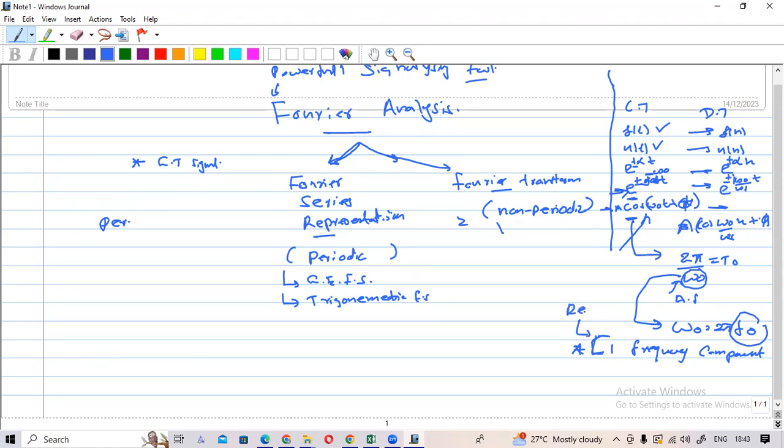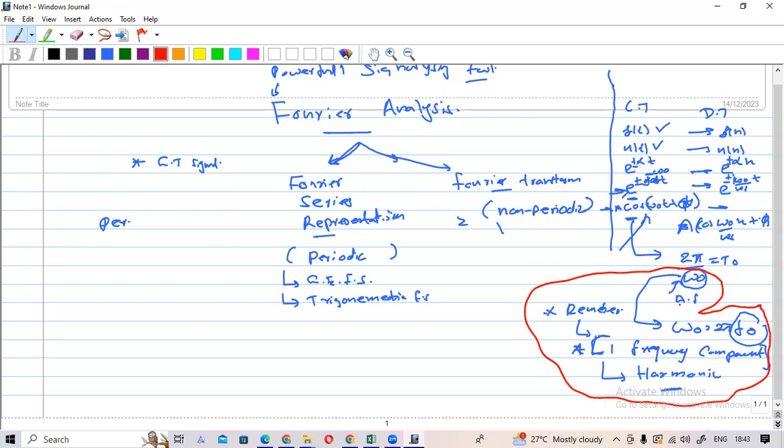The sinusoidal and complex exponential signals are periodic signals. They repeat, so they have a frequency, and only one frequency component is there. The frequency component is also referred to as a harmonic. So a sinusoidal or complex exponential signal has one harmonic. This part is very important. I have repeated this several times, so you should now be familiar with this concept.